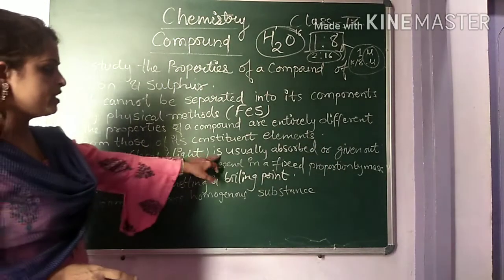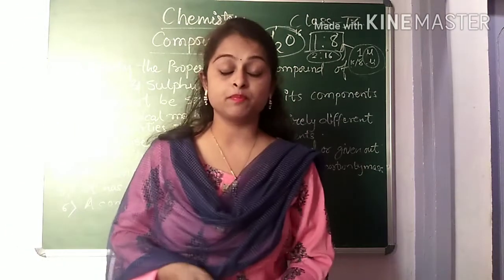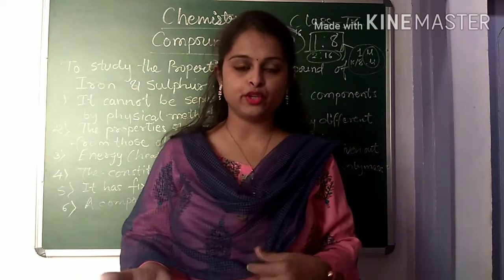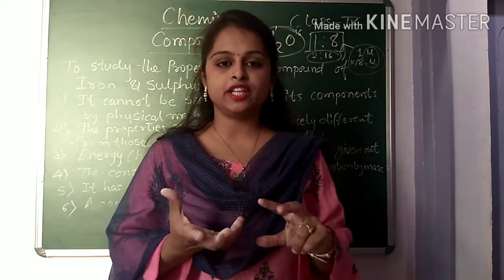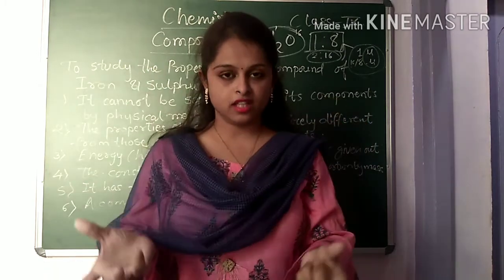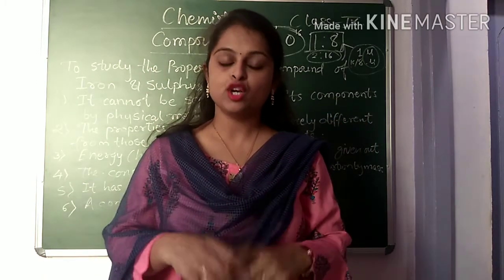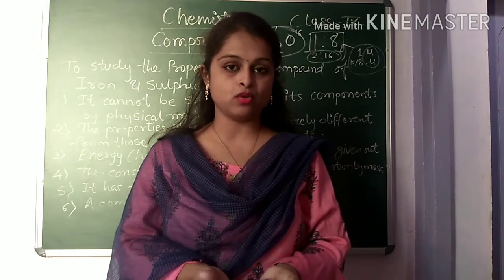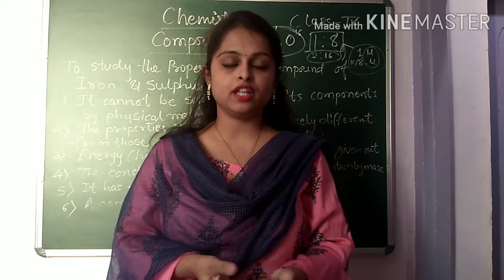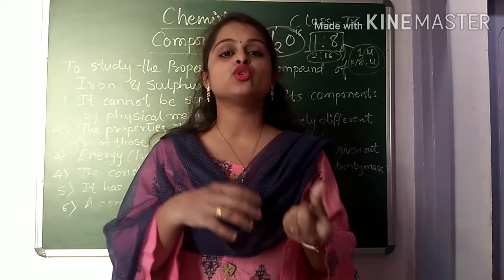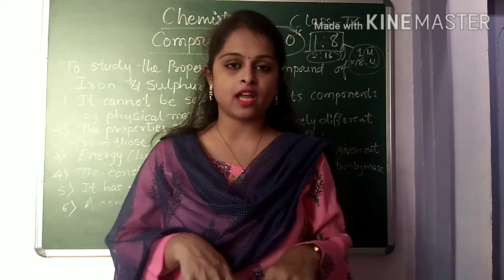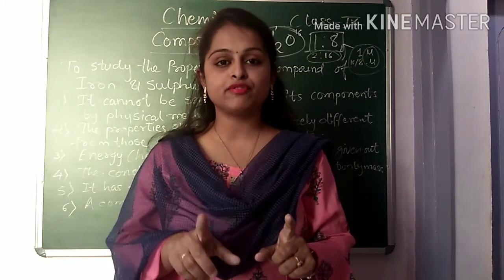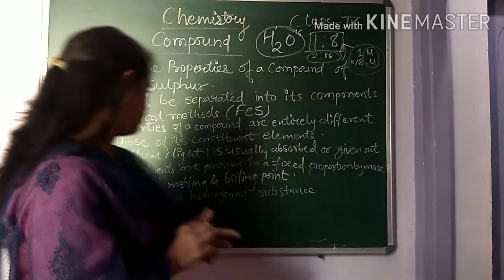Energy, heat or light is usually absorbed or given out. See, whenever we provide heat to any substance, like in the beginning of this compound property, we took the iron and sulfur and provided the heat. What happens? Heat is given out or sometimes it is absorbed. So this usually happens in the case of compounds when we do the experiment with them. In compounds, heat is usually given out or most of the time it is absorbed, and due to this property they have a perfect fixed melting point and boiling point.